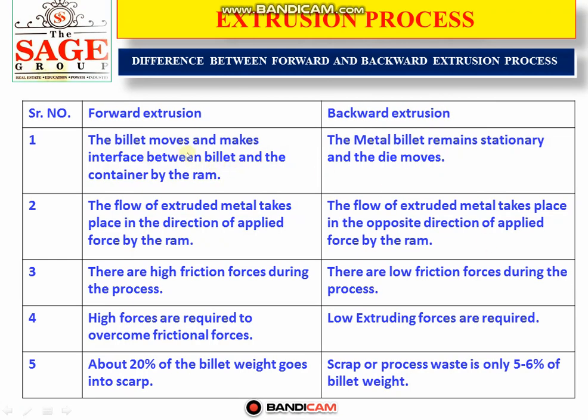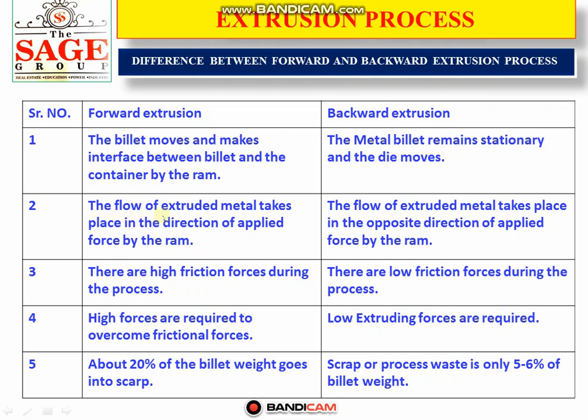So this table shows the difference between forward and backward extrusion process. In the forward extrusion process, the metal billet moves and makes an interface between the billet surface and the walls of the container, pushed by the ram. In backward extrusion, the metal billet remains stationary and the die moves.